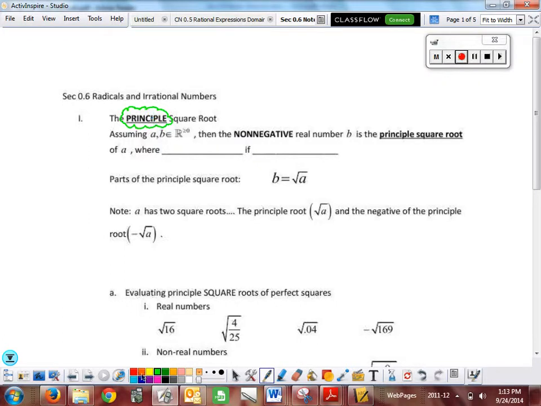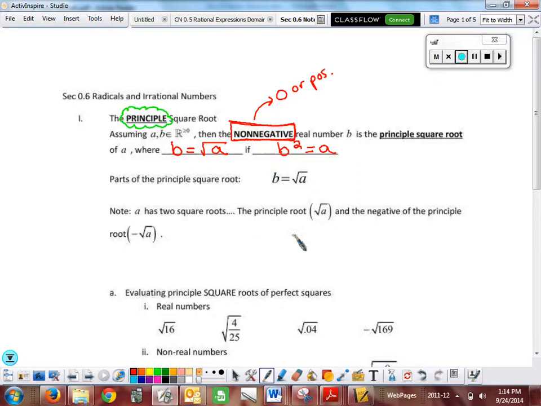So that's why I want you to underscore in your notes that this is talking about a non-negative real number b. Non-negative. What does non-negative mean? It could be 0 or positive, okay? So if I have a real number b that is either 0 or positive, then it's going to be called the principal square root as long as b is the square root of a, which is really only true if b squared equals a, okay? And yes, there are two square roots to a. But if I just write square root of a, that's always assumed to be the positive one, and that's the only one I want you to tell me, okay?